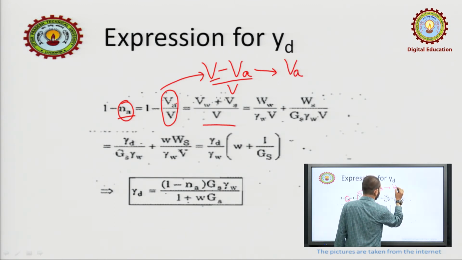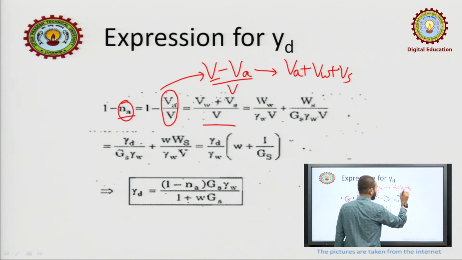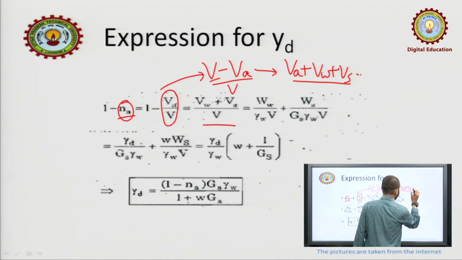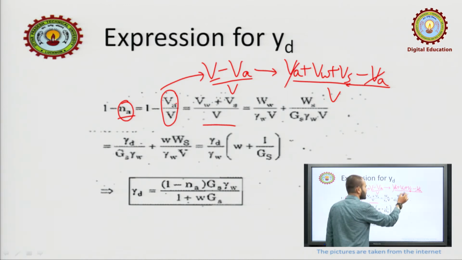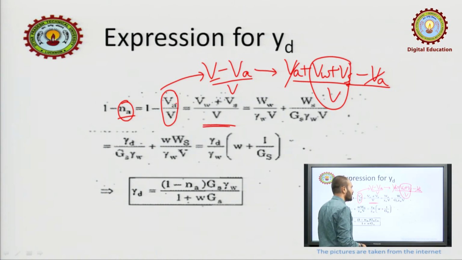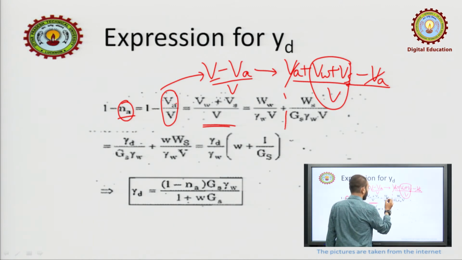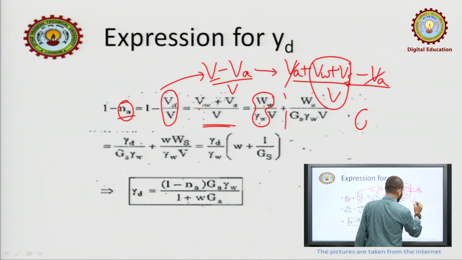This will be Va plus Vw plus Vs. Okay. These three constitute the total volume V, minus Va upon V. This gets cancelled out. Is it okay? So, what are we left with? We are left with this, which is written here. Further, we bifurcate it into two different parts and use the formula for G, the specific gravity. This is where it is obtained from.